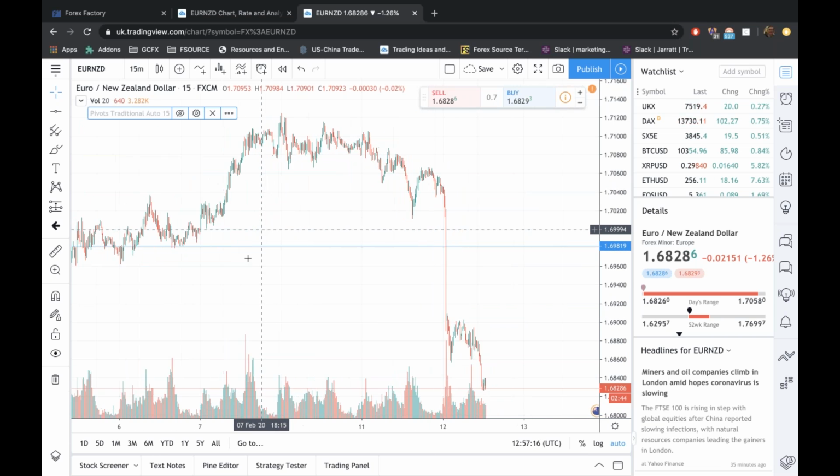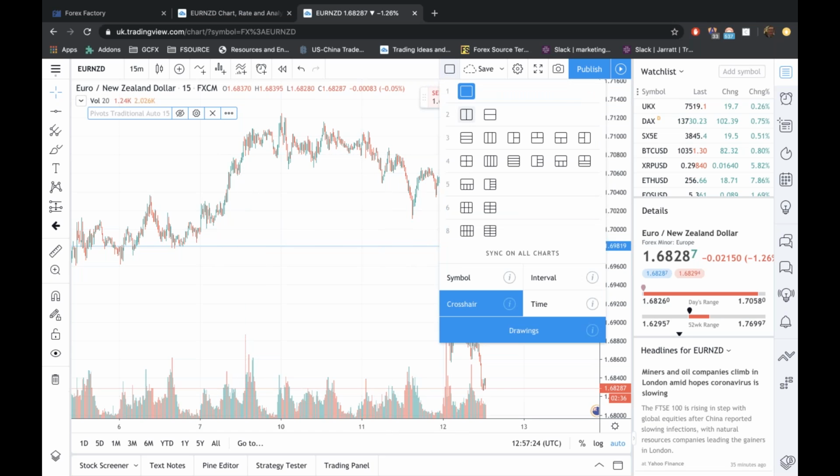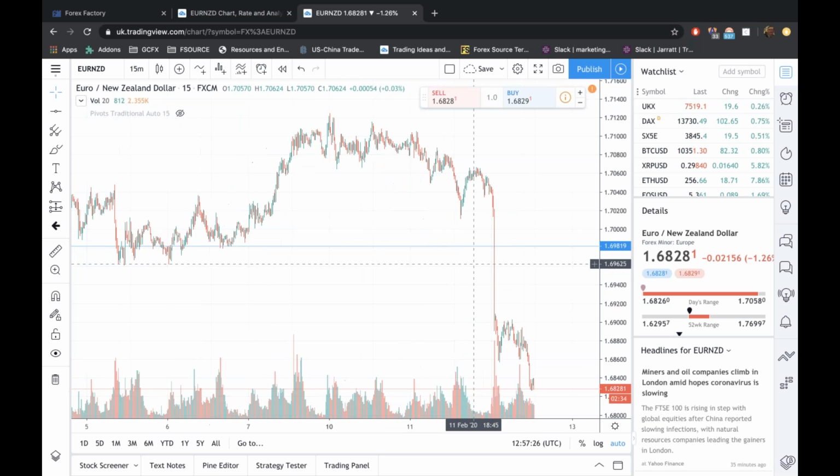So anywhere from about 1.6960 to 1.700, I will be expecting sellers, okay? So let's see if I can't draw a shape here, can I? Let's have a look.